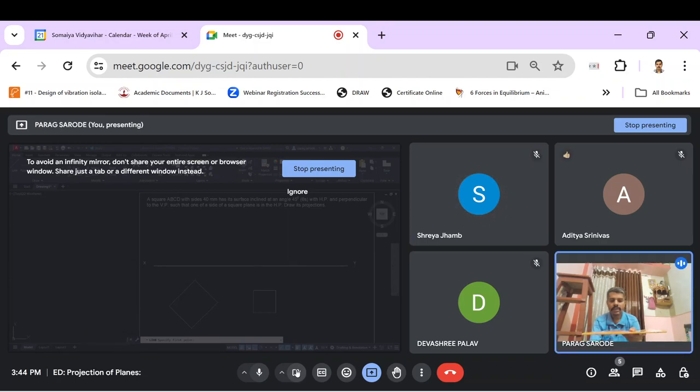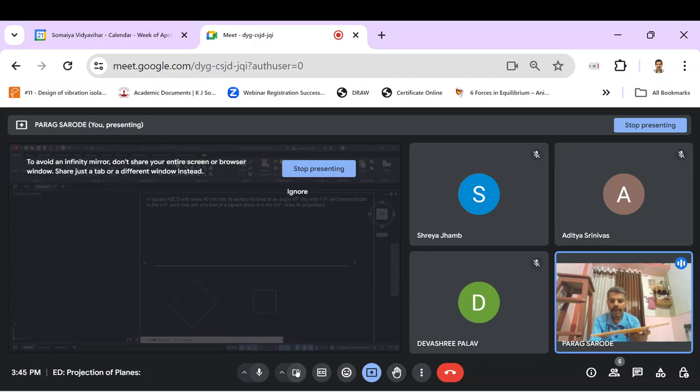Now, I incline this. So now you can easily see that the square plane is inclined with respect to which plane? Horizontal, and it is perpendicular to the vertical. Correct? Are you getting this? Yes, sir. So, as the plane is inclined to the horizontal, we need to draw that plane first in the horizontal plane. This is very much clear, I think.